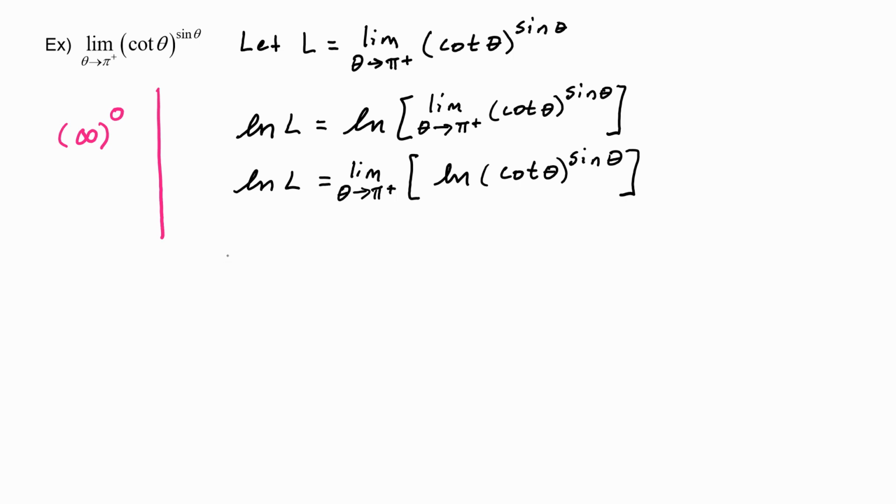The left-hand side stays the same, natural log of L. We still have the limit as theta goes to pi from the right. Because we have the natural log here, we can take the exponent and bring it out front. So it becomes sine of theta times natural log of cotangent theta.